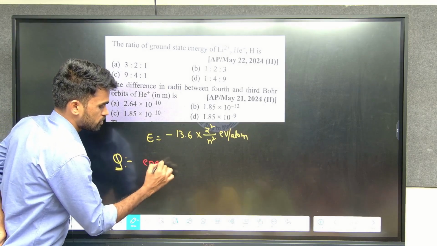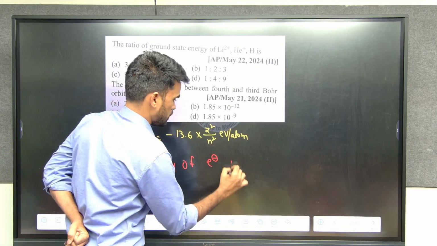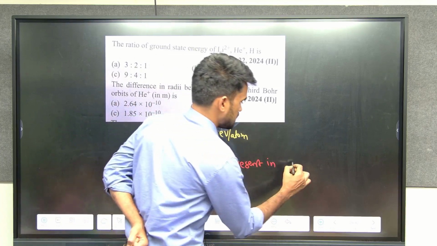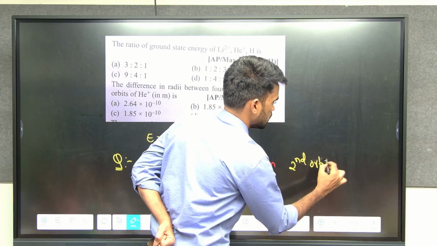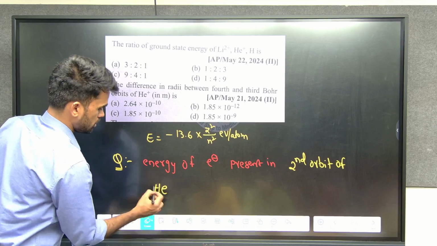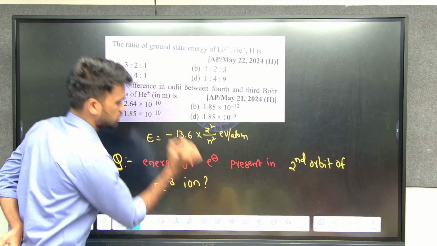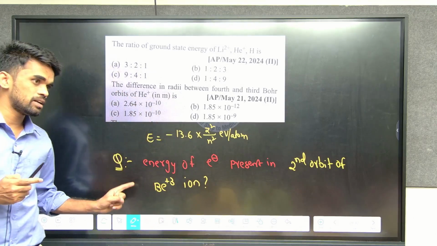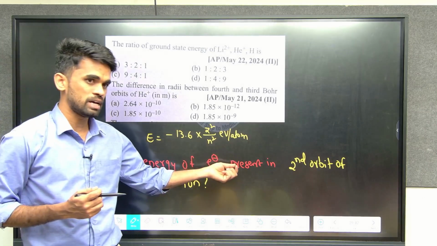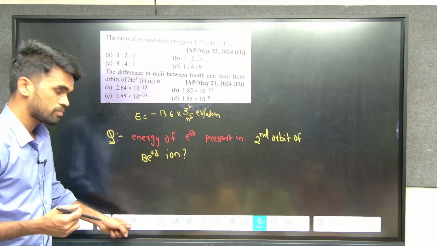Energy of electron present in second orbit of helium or beryllium plus 3 ion. Is that question clear or not? Read the question once again. Energy of the electron that is revolving or present in the second orbit of beryllium plus 3 ion. So what to do, tell me?